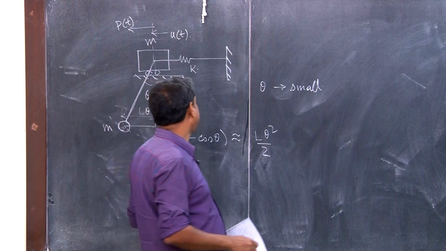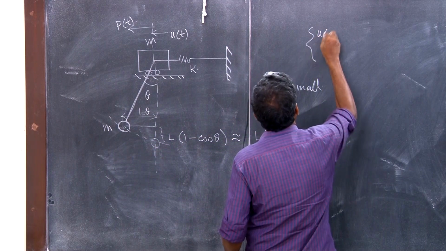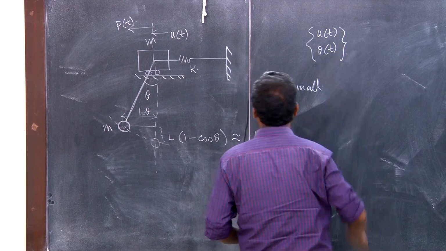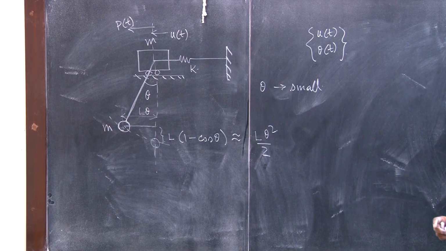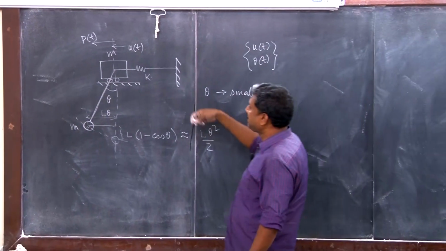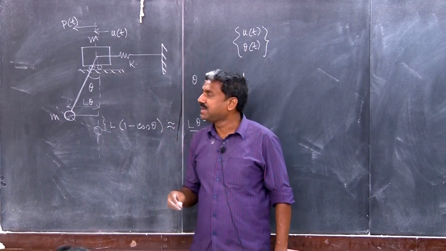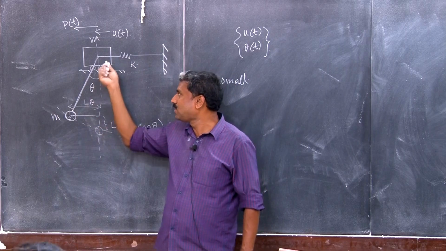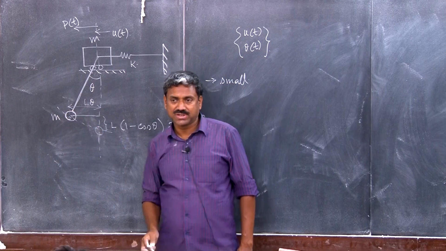So there are essentially 2 degrees of freedom, one is u(t) and one is theta(t), right? So I will once again say, this spring mass system is basically performing motion. There is some applied force P(t), which is restrained by a spring of stiffness K, and it is attached with a pendulum. This arm is rigid, and this is a concentrated mass.